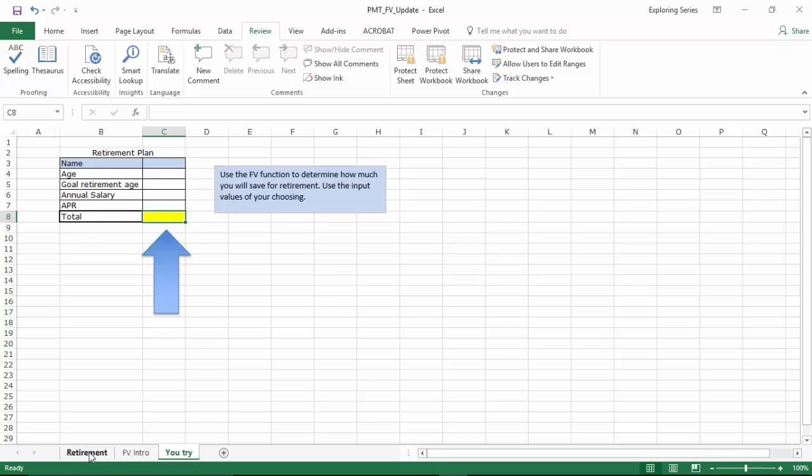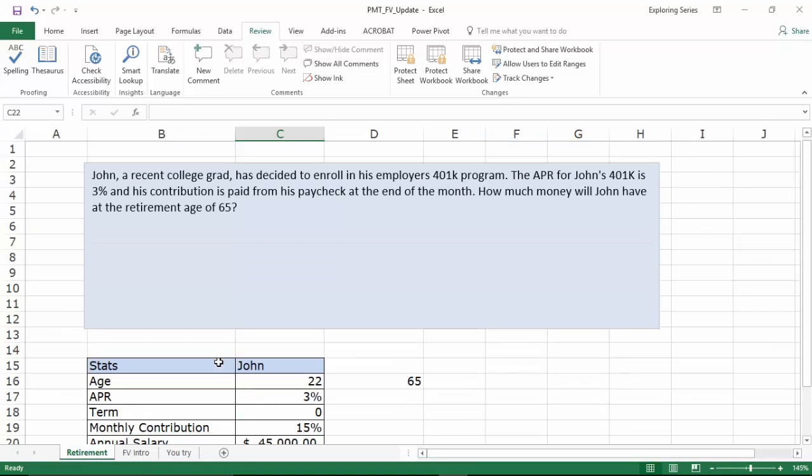Please feel free to check out the handout that I have on the future value function and financial problems in Excel. Please check out the textbook. It does a lot of good stuff talking about it and has a lot of additional problems.